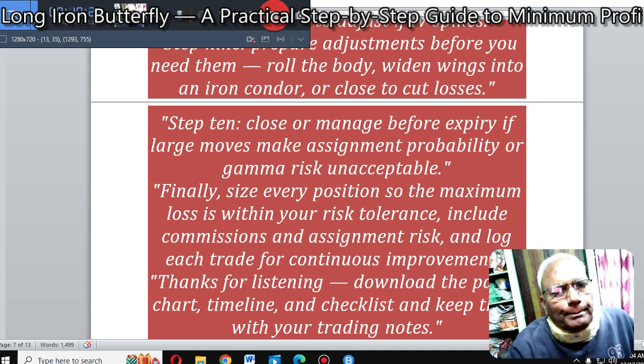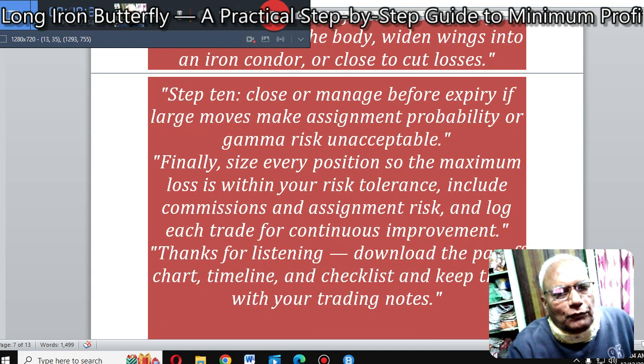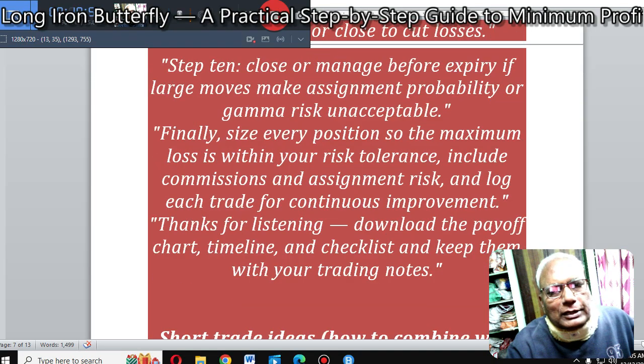Step 10. Close or manage before expiry if large moves make assignment probability or gamma risk unacceptable. Finally, size every position so the maximum loss is within your risk tolerance, including commissions and assignment risk, and log every trade for continuous improvement.